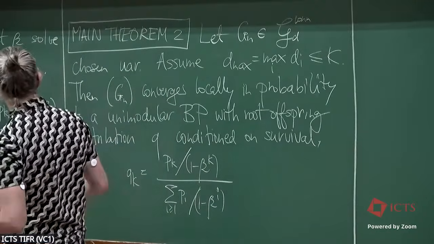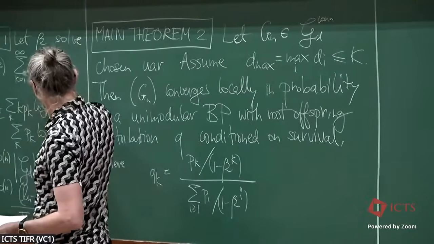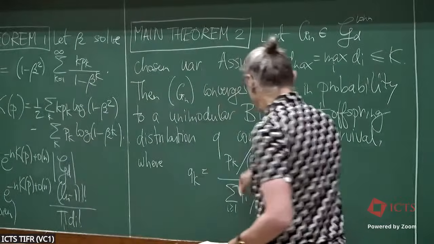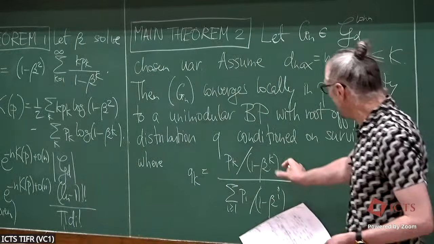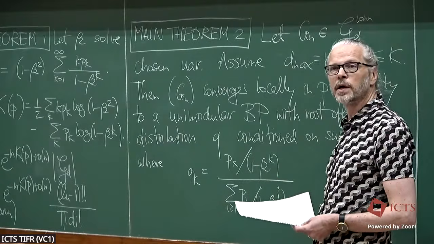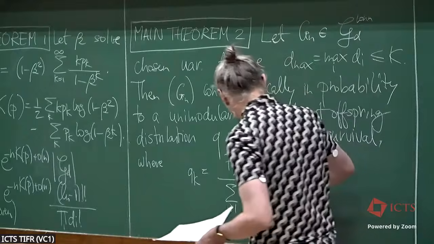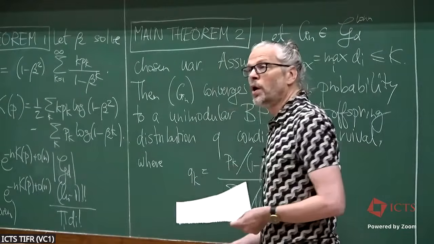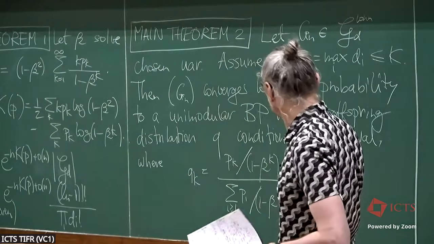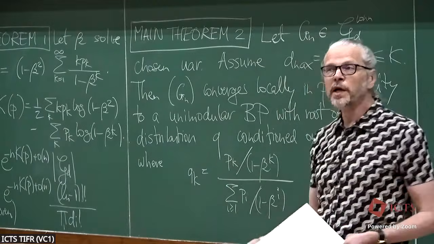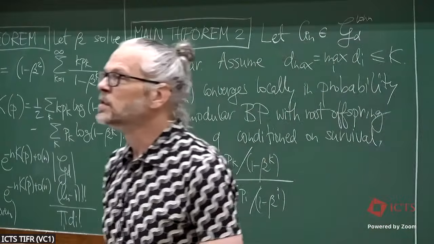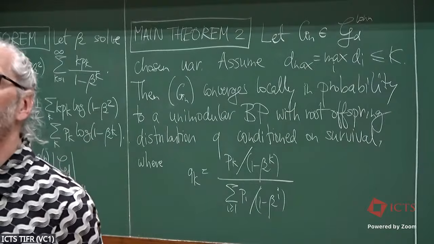Exactly the thing that we see coming around here as well. Here you have an extra k. Here you don't. And you have this weighing with 1 minus beta to the power k. Okay? And then, of course, you have to normalize. But in particular, Q1 will be strictly positive because P1 is strictly positive. Okay, so this branching process could die out, but we're conditioning it not to die out.